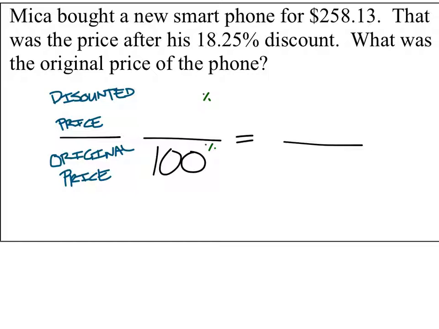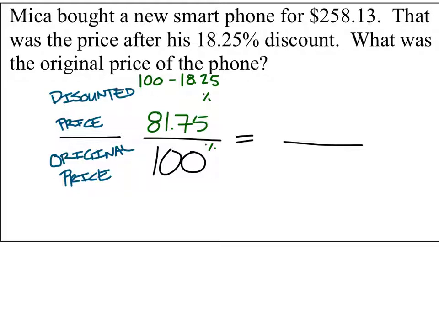So the discounted percent would be, now it's not 18.25%, that's how much we're taking off. Now it's off of the 100%, which means we're going to have to subtract those, okay? So this is really 100 minus 18.25. So it appears that Micah paid 81.75% of the original price.